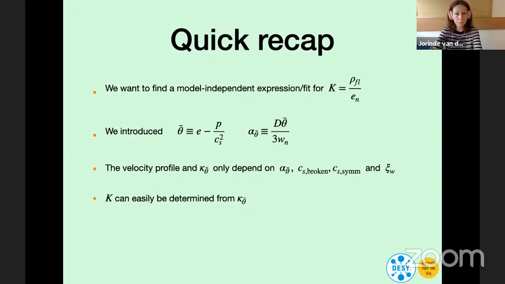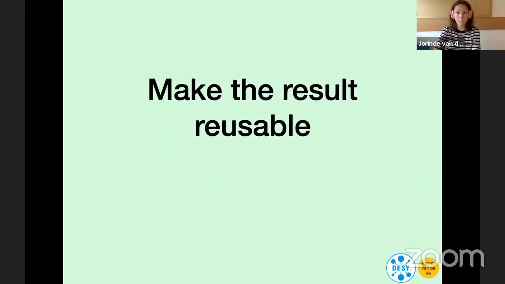Okay, so quick recap. We wanted to find a model independent expression or computational method to find the kinetic energy fraction. And we introduced something that we called the pseudo-trace and a phase transition strength based on this pseudo-trace. We then found that the velocity profile, but also this efficiency factor, can be determined in a way that only depends on these quantities. And then it's very easy to obtain the kinetic energy fraction from that.